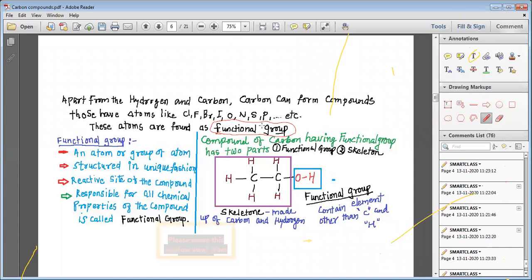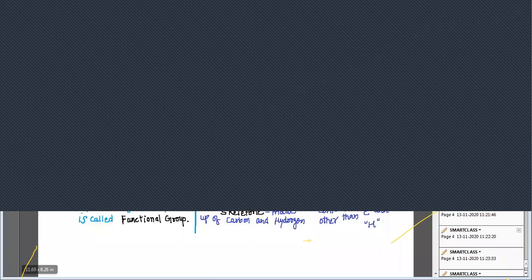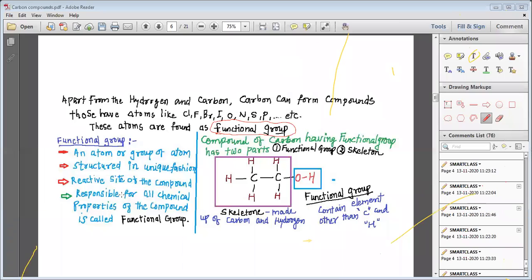So we call them a functional group. Now let us write the definition of the functional group. Please learn this definition because you may be asked this definition in your exams. I would recommend you learn this definition of the functional group.